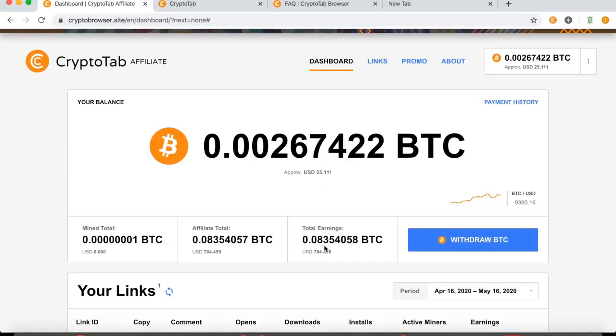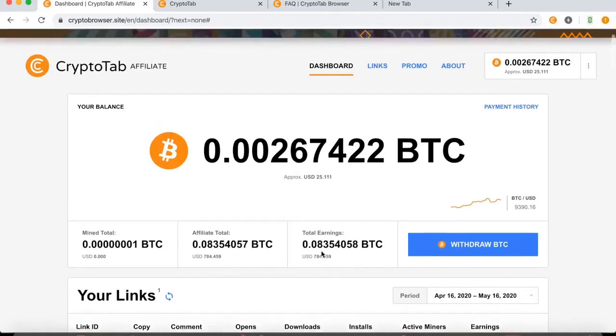And you can see my total earnings since I got CryptoTab have been 0.0835 Bitcoins, which is currently the equivalent to $784 that I've gotten just from this website. And this is based on the current price of Bitcoin, which is $9,390. But when I was making videos on this before, it was priced at around $15,000, which means that I've actually earned quite a bit more than what this number says down here because it's based on the current prices.